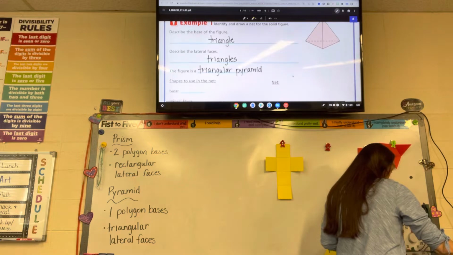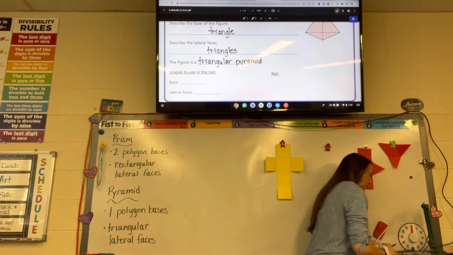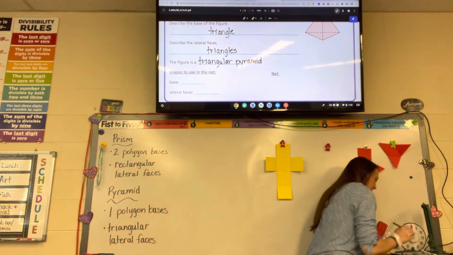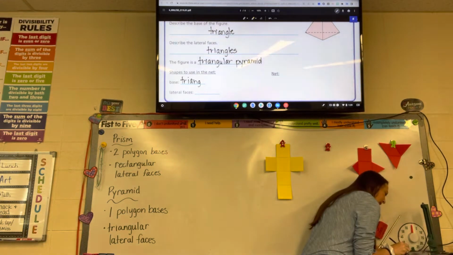Now we have to draw a net. Shapes to use in the net. What are we going to use for the base? A triangle. And what are we going to use for the lateral faces? Triangles.